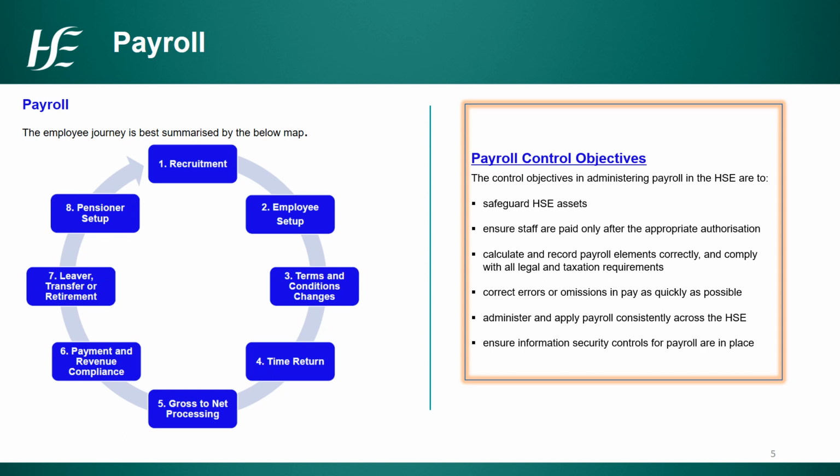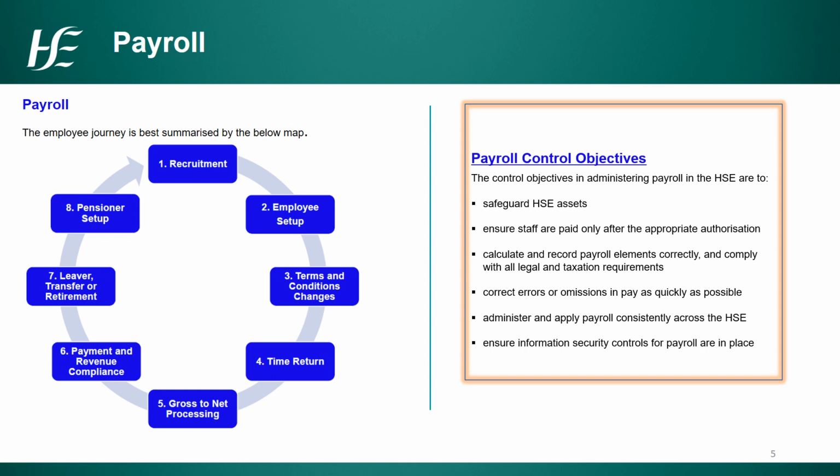The next step is time return. This is where a line manager provides a return to their time returning officer, the TRO, each week, reflecting the attendances and absences for employees in their area. The TRO then enters this information onto the local system or timesheets to instruct payroll on the entitlement for all payments and deductions within the payroll period.